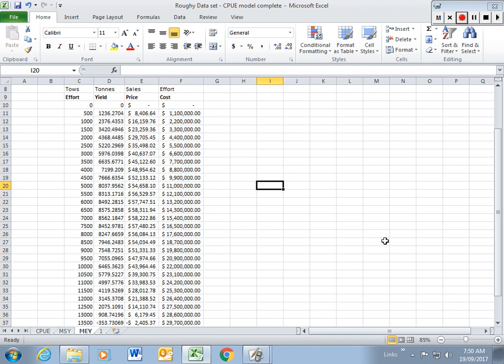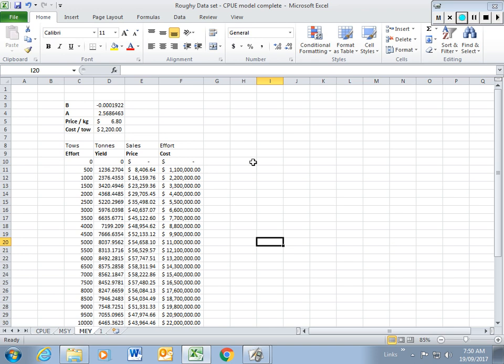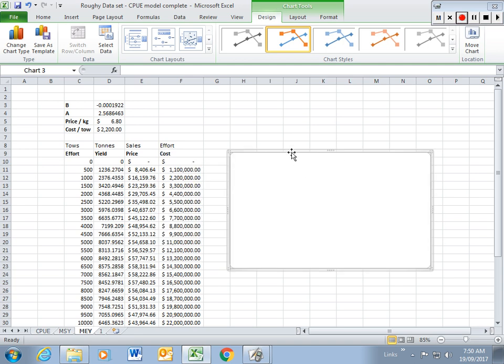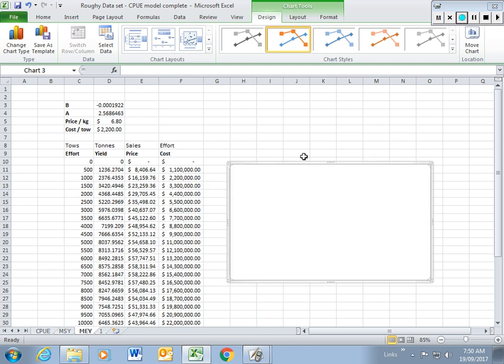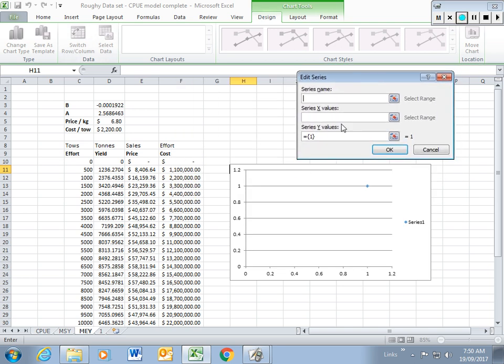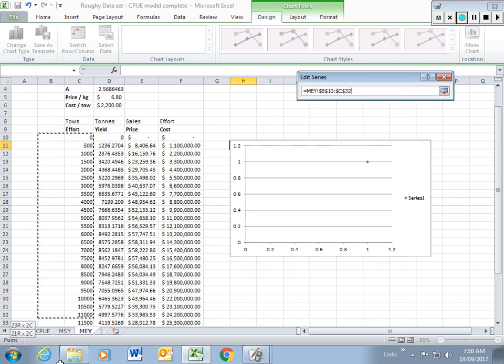Alright, so what we're going to do now is to replicate almost what we did last time with our MSY chart. So we're going to go into insert, put a scatter chart in. I'll drag him out of the way so I can see what's going on. Alright, we're going to select data and we're going to add 2 entries this time, not 1. So remove your Y value. Remember that your Y value is your effort.